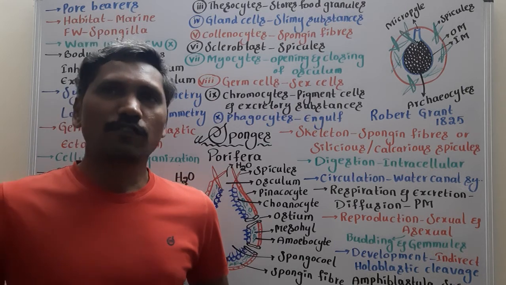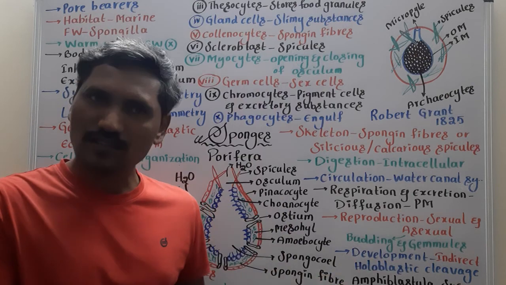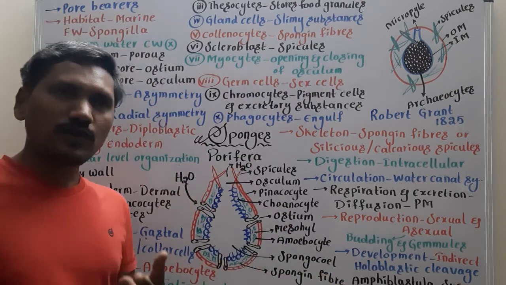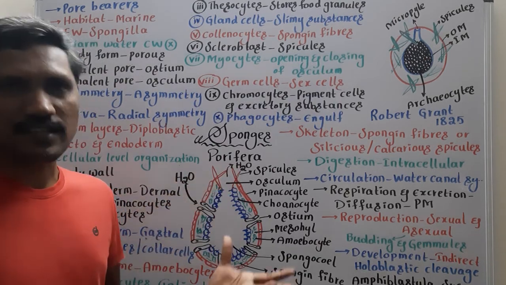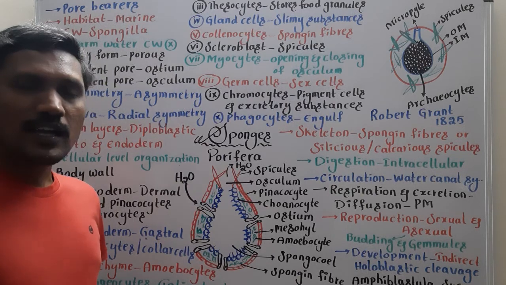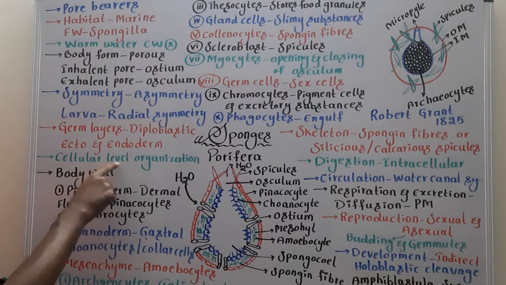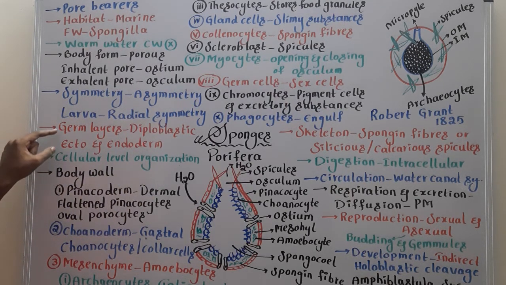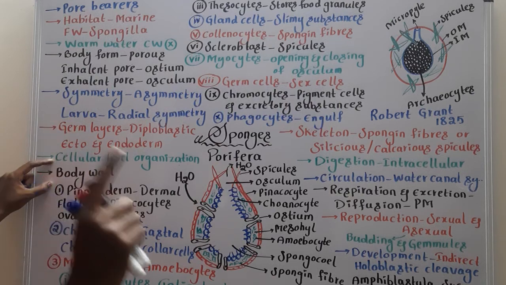So here different types of functions are carried out by different types of tissue, organ and organ system in the human. But in the sponges, there is no tissue, there is no organ, and no organ system forming to conduct different types of functions. So functions are carried out by the individual cells itself. That's why the level of organization is the cellular level of organization. And the body wall, as I told, here ectoderm and endoderm, the body wall consists of three layers, actually two true layers and one false layer.